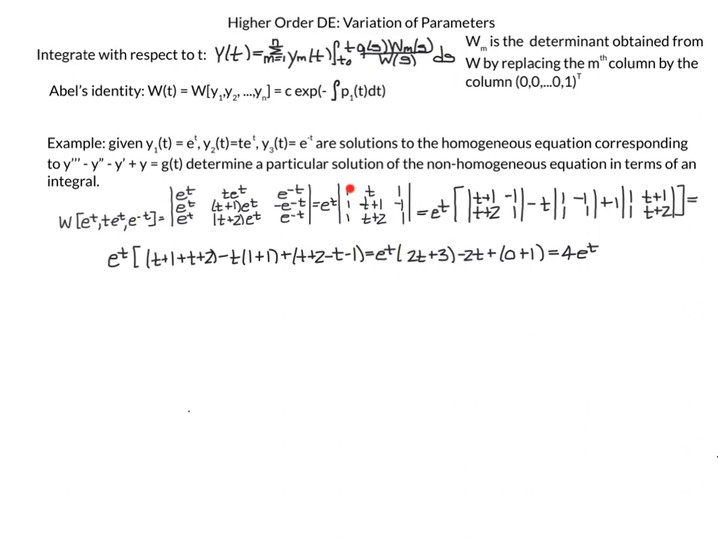And then when I pull that out, I have 1, 1, 1 in the leftmost column, and then I have t, t plus 1, t plus 2 in the middle column, and 1, minus 1, and 1 in the far right column. If you don't pull out the e to the t, that's fine. I just did this to make it easier on myself. And now we need to take a determinant of this 3 by 3 matrix, which we haven't done before.